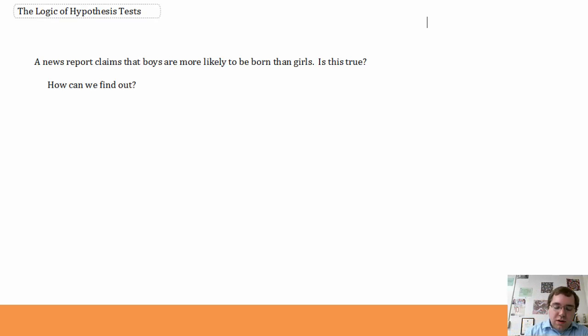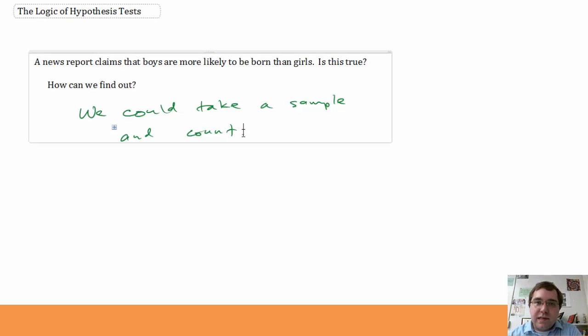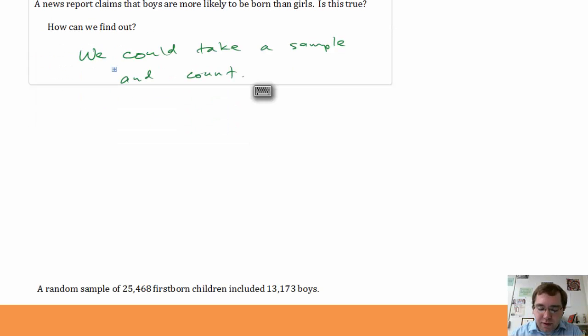Well, we could take a sample. And then we can count how many boys are in the sample and how many girls are in the sample of newborn babies. So we could take a sample, count in the sample, and use that sample to estimate the value for the whole population. Not a new idea in statistics class.